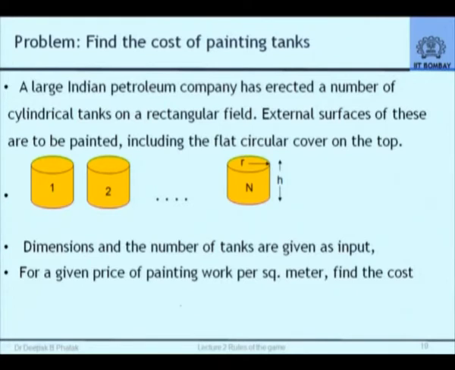So what is given to me as input is the dimension of the tank. Dimensions are written here. The relevant dimensions for calculating area are the height of the cylinder and the radius of the circular portion. Okay. For a given price of painting per square meter, find the cost. That's the problem.